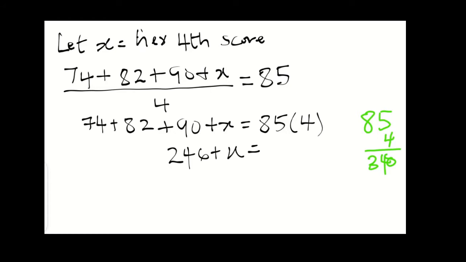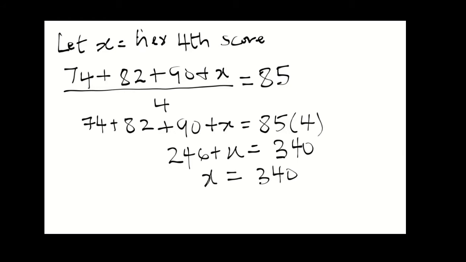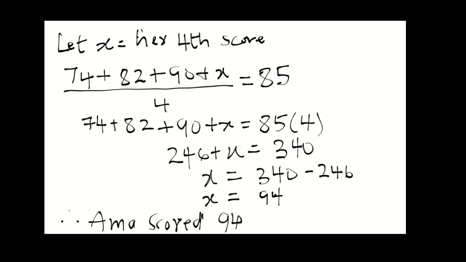So 340. So we make x the subject. x equals 340 minus 246. It's obvious. So we say x equals 340 minus 246 gives us 94. You work that out and you are going to get 94. So we conclude our answer by saying, therefore, Amma scored 94 in her 4th test.